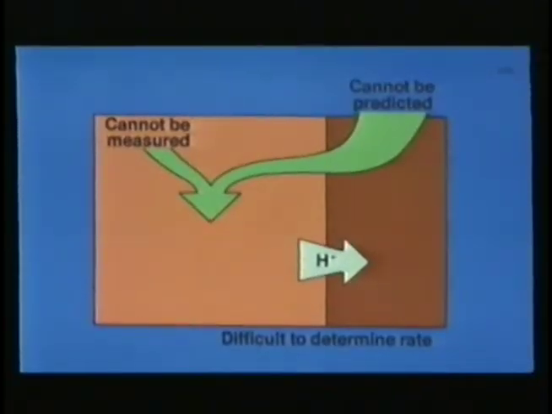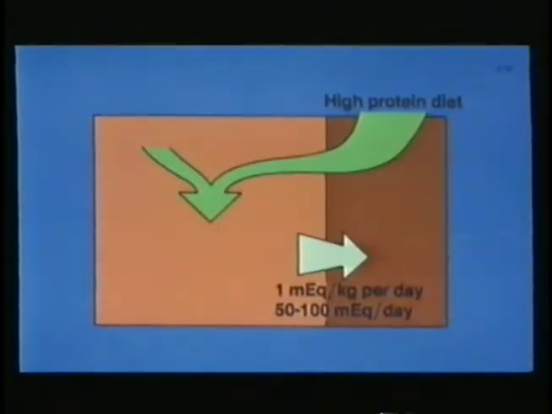Slide 18. The contribution made by the diet cannot be predicted precisely, and the contribution of catabolic processes cannot be measured directly. Therefore, it is exceedingly difficult to determine the rate of hydrogen ion input to body fluids with the same precision as is possible for the input of sodium and other electrolytes. Slide 19. Nevertheless, it can be shown that a typical high-protein diet yields approximately 1 milliequivalent of hydrogen ion per kilogram of body weight per day, or some 50 to 100 milliequivalents per day for the average adult.